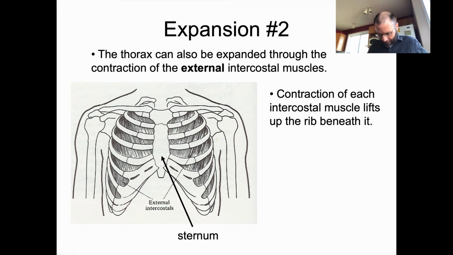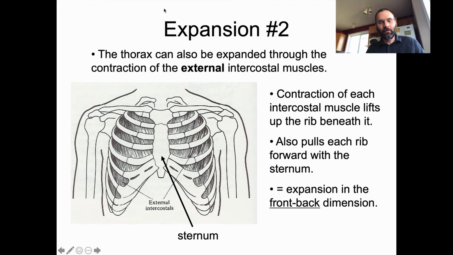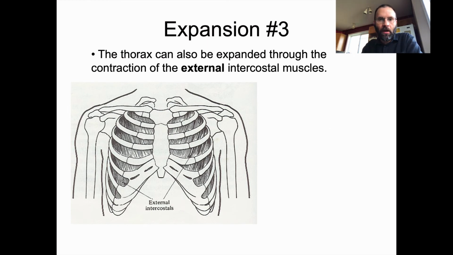And that is also going to have a chain effect where, if you contract, say, this set of muscles, it's going to lift up that rib, and that's going to in turn lift up this rib, and so on and so forth. So you get this knock-on effect where you're lifting up basically the entire rib cage from the top down. It will also pull each rib forward a little bit with the sternum, the bone down the middle of your chest. So you're going to get expansion a little bit in the front to back dimension, and then also a little bit on the side to side.